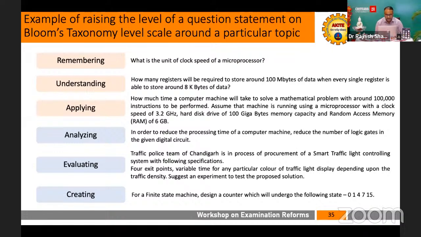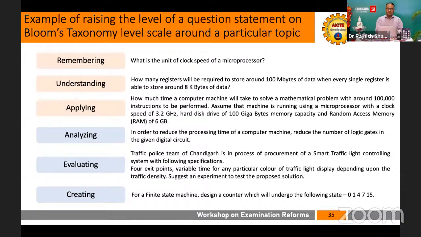And then it says for a finite state machine, finally the creating level of Bloom's taxonomy: design a counter which will undergo the following states: 0, 1, 4, 7, 1, 5. So finally, the student is expected to design a complete counter for a finite state machine, right? Now, with all these examples, it is felt that the participants would be able to understand very well which particular level of Bloom's taxonomy all the question statements fall in.